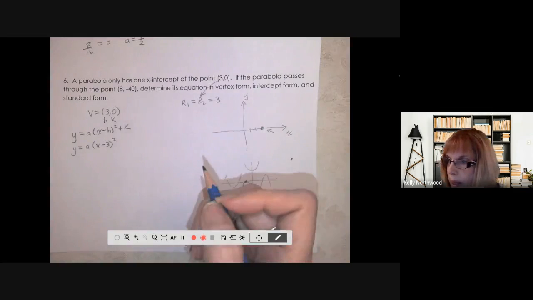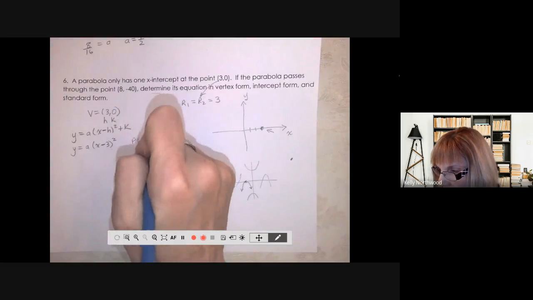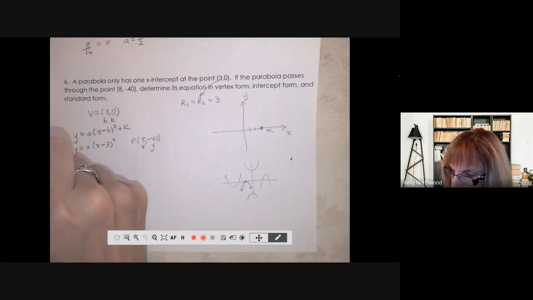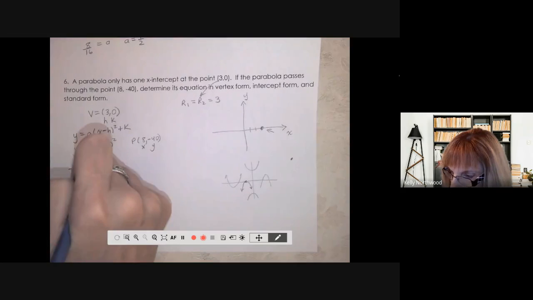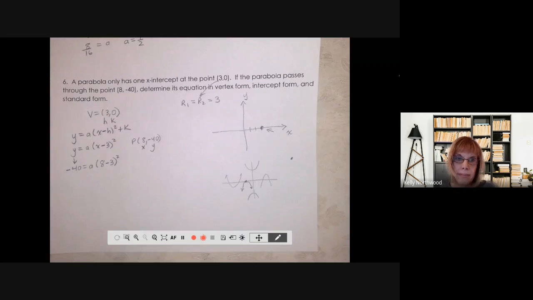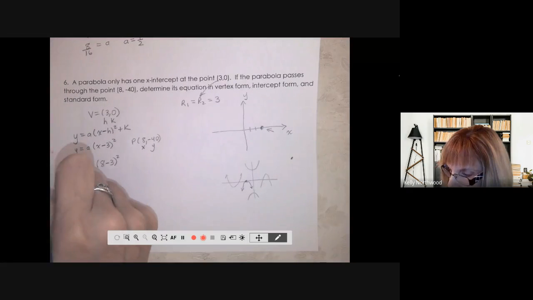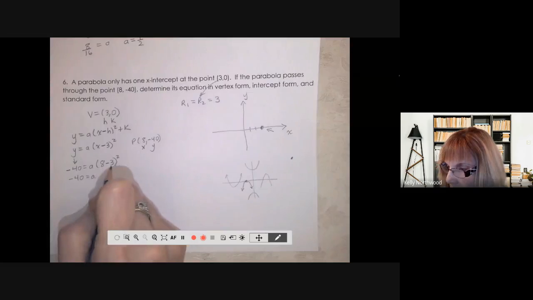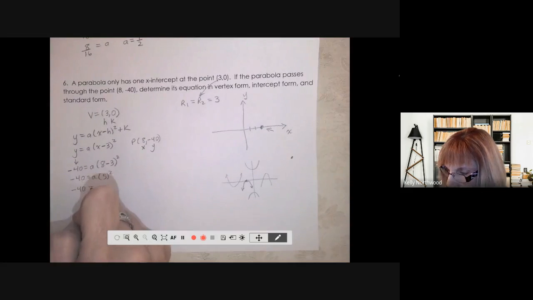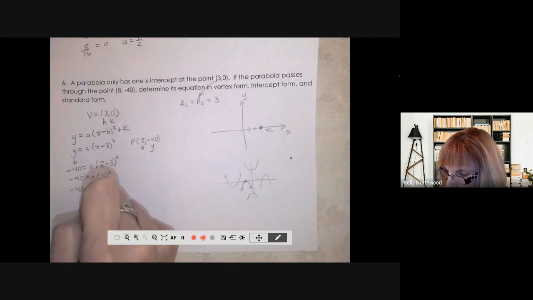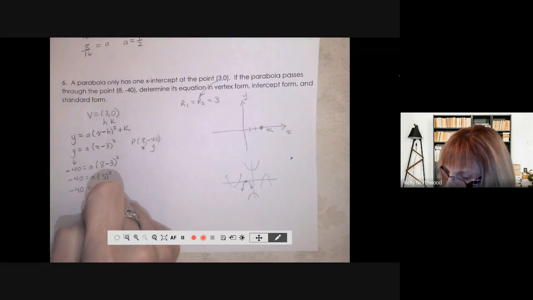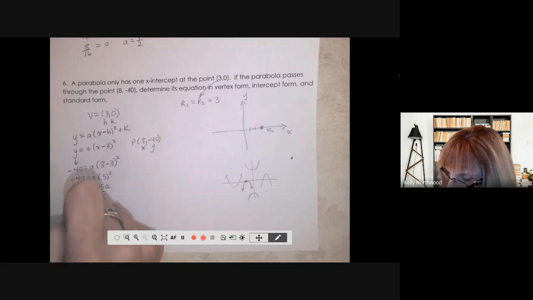And I know that this point 8 and negative 40 is on my parabola. So I know that when y is negative 40, x is 8. Eight minus 3 is 5. So that's going to be 25a because 5 squared is 25. Divide both sides by 25.